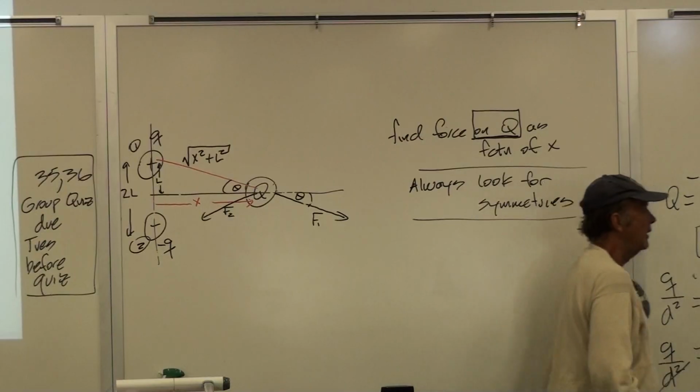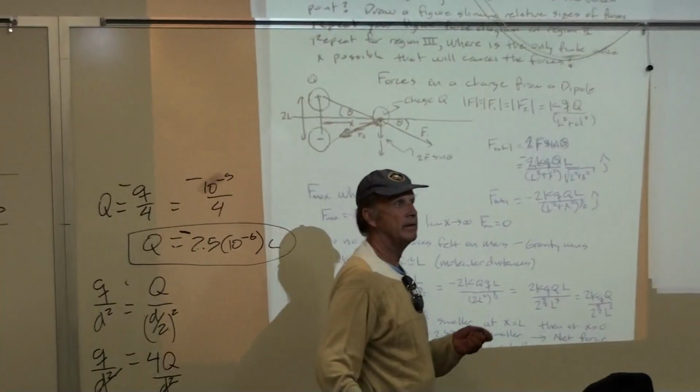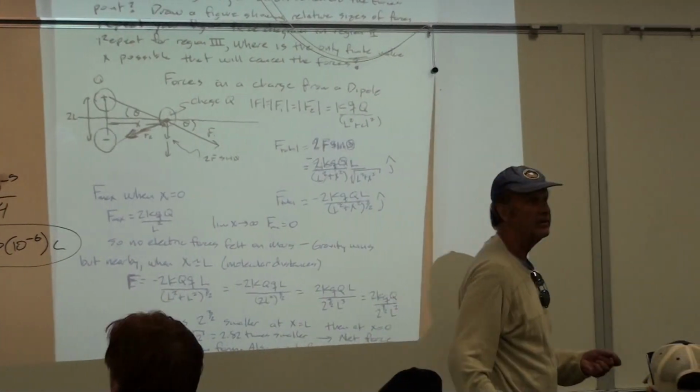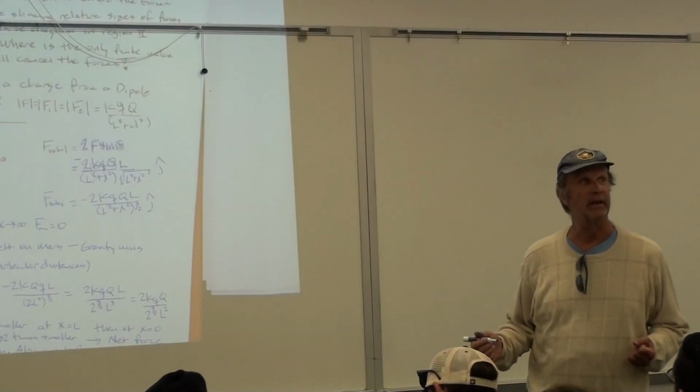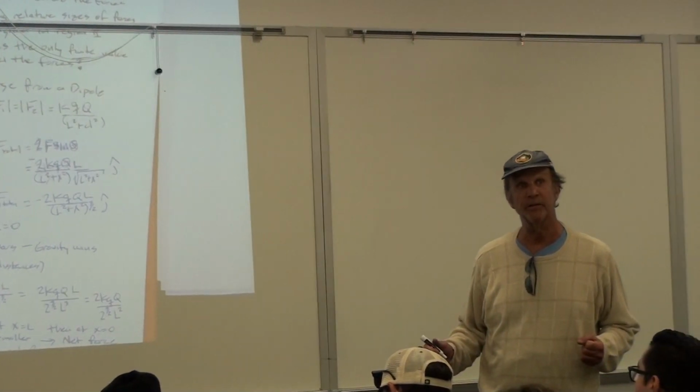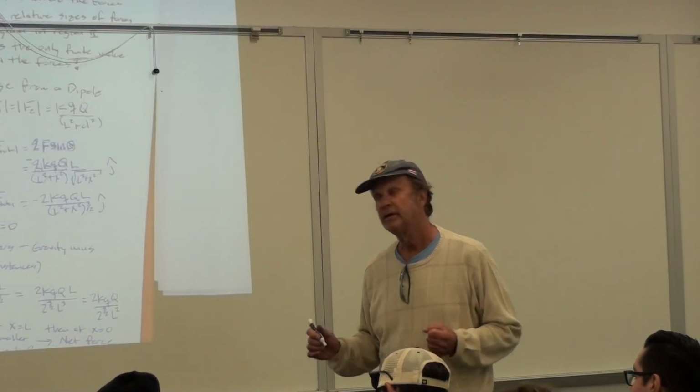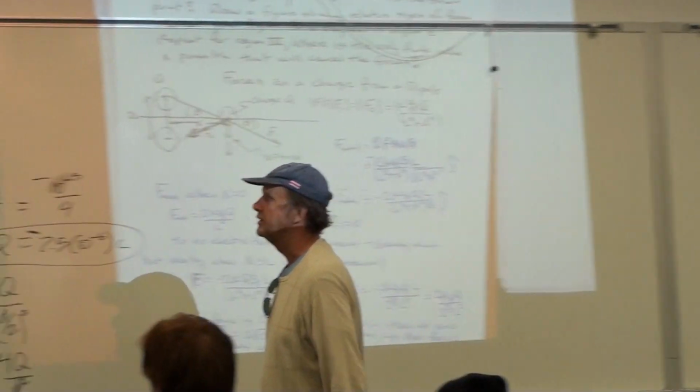Why? Are the symmetries always there? No. Usually the symmetries aren't there. But I'm going to give you problems where there are these kinds of symmetries to simplify the problem so that you don't have so much math to do. So you always want to look for the symmetries.